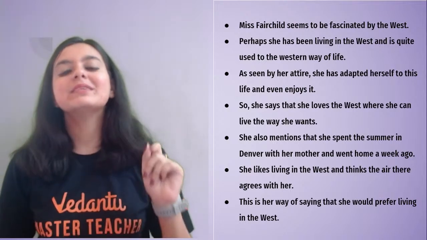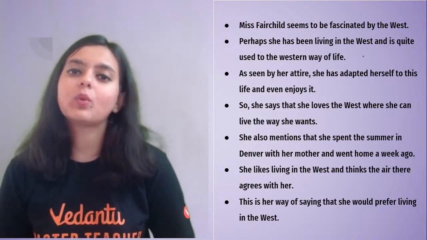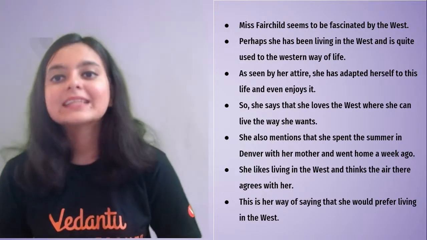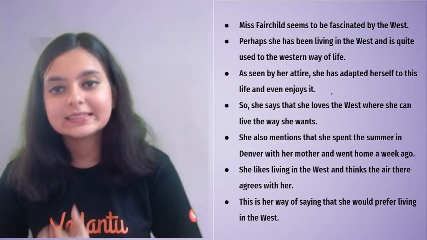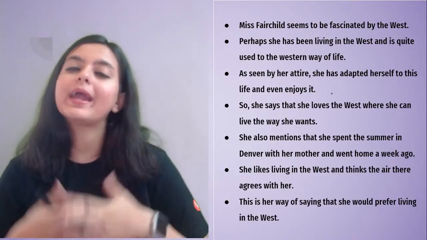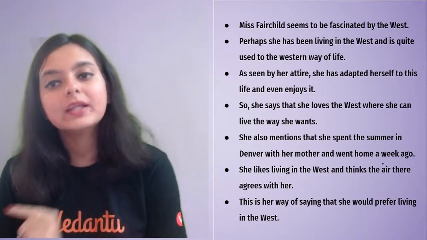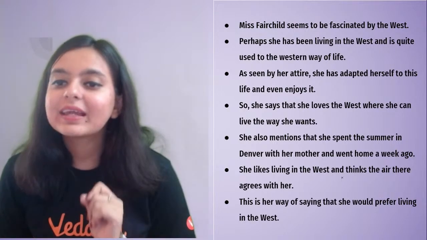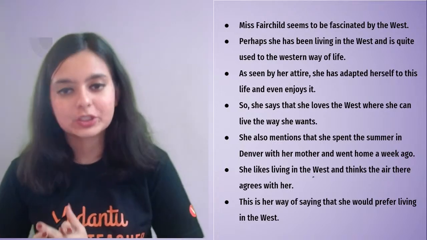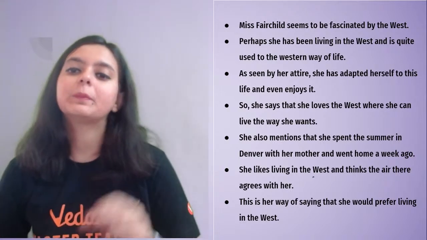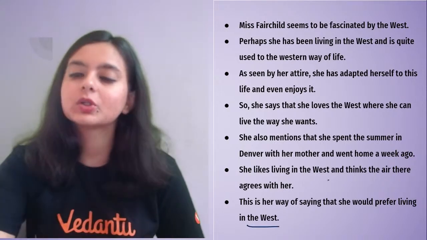Okay. So Mrs. Fairchild seems to be fascinated by the West, and she had been living in the West perhaps and is quite used to the Western way of life. As seen by her attire, she has adapted herself to the life and definitely enjoys it. So she says that she loves the West where she can live the way she wants. She also mentions that she spent the summer in Denver with her mother and went home a week ago. She likes living in the West and thinks the air there agrees with her. So the weather was quite suitable according to her. This is a way of saying that she would prefer living in the West, right? So please, this is an important question, so don't ignore this answer.